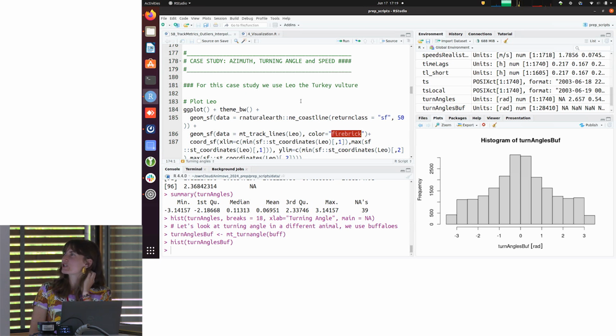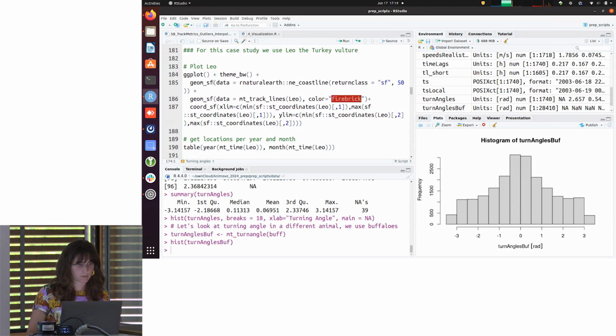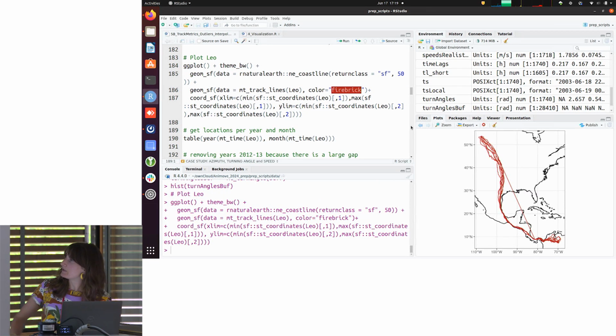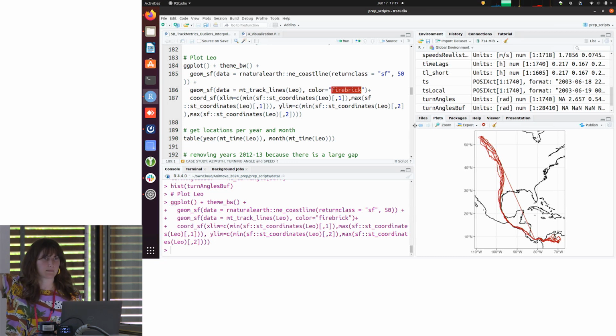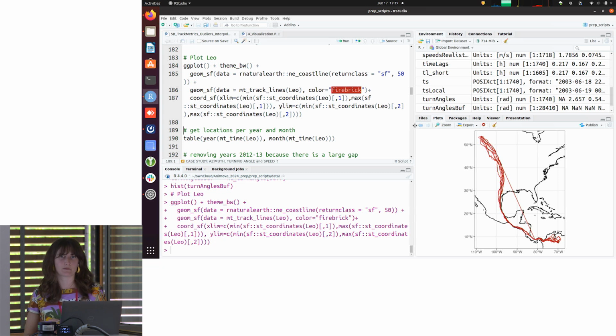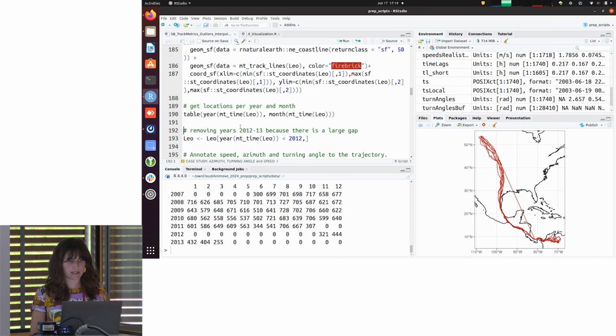Now we are going to look at a case study in which you want to analyze the relationship between azimuth, turning angle, and speed. For this example, we're going to use Leo. It's a turkey vulture. Just to get familiar with the data, we will plot the trajectory of Leo. It was tracked for several years, and we see here it's migrating back and forth to its nest. Actually, we know this animal was sitting more or less on the same nest for several years. Then to get familiar with the time gaps and irregularities, we're going to look at the distribution of locations per year and month.